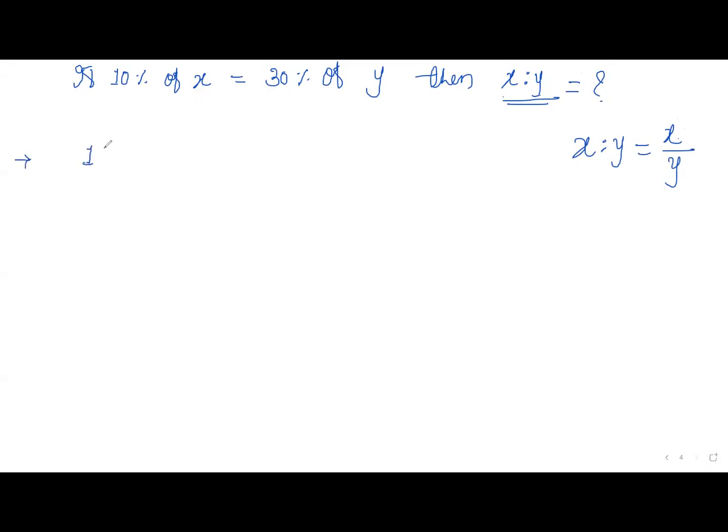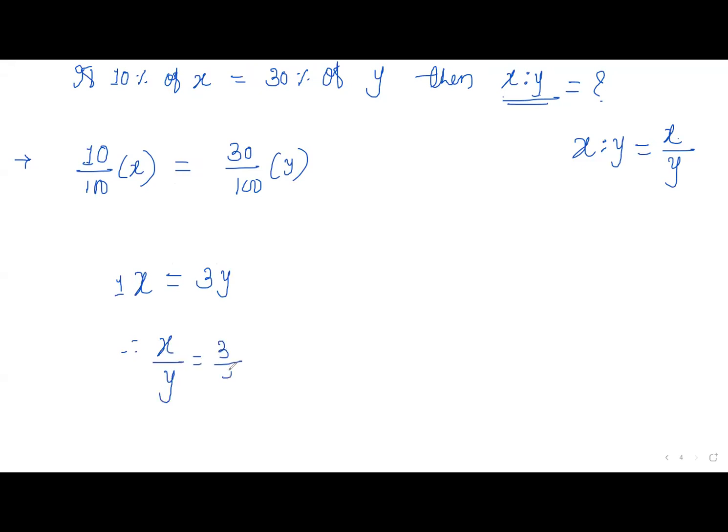10% of X means 10 divided by 100 of X is equal to 30% of Y, that is 30 divided by 100 of Y. Solve this. We are getting that X is equal to 3Y. Means here 1X is equal to 3Y. Therefore, X divided by Y is equal to 3 divided by 1. So here we are getting the ratio of X is to Y equal to 3 is to 1. Got it?